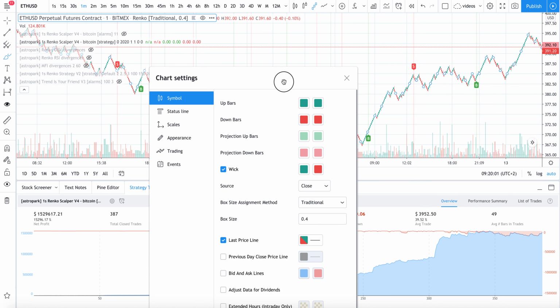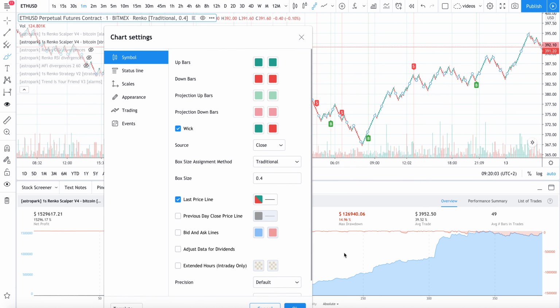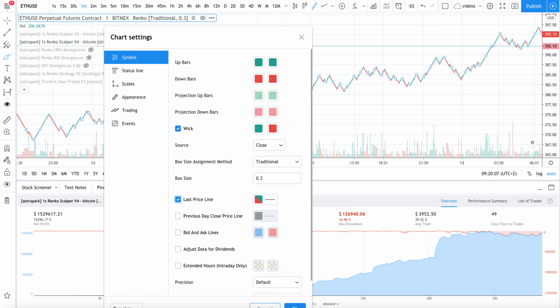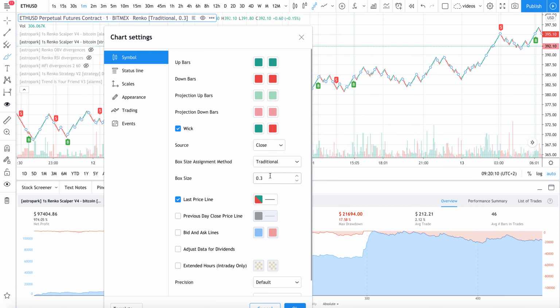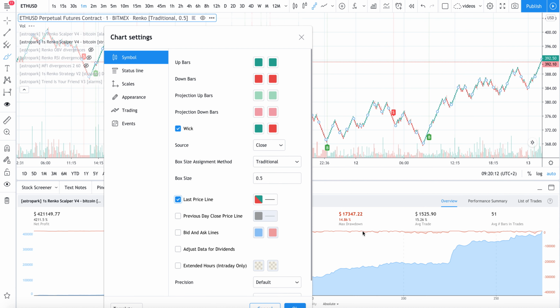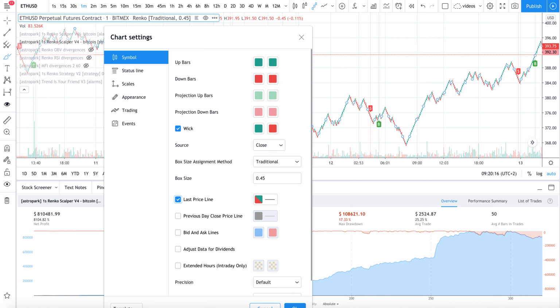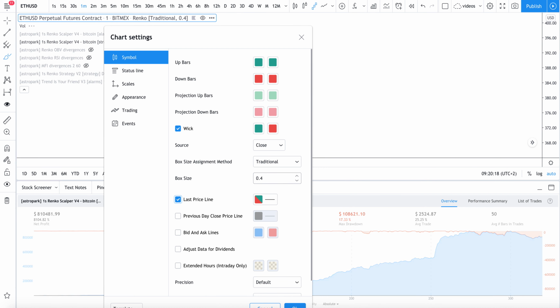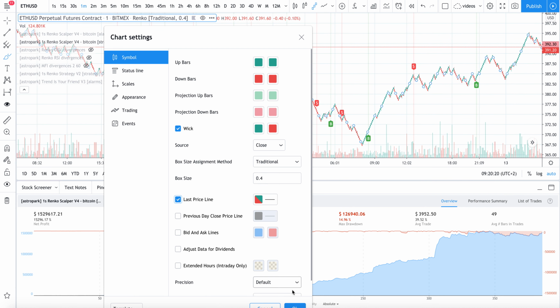So this is, I always look also at the max drop down value. I'd like to have a big drop down value. On 0.5 was 14, so almost the same. Okay, well, let's suppose we go with the 0.4, okay, box size.